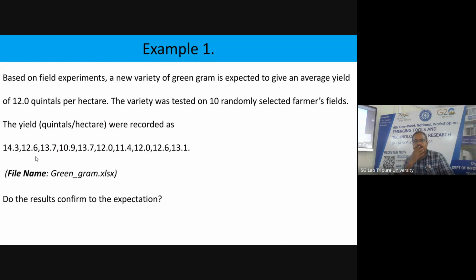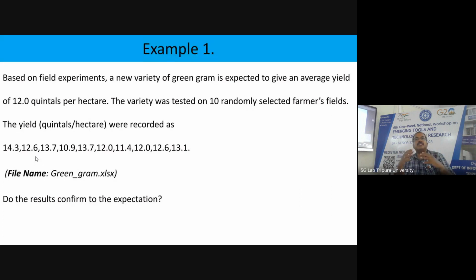There's an example. Let's say, based on field experiments, a new variety of green gram is expected to give an average yield of 12 quintals per hectare. So green gram has been cropped, and the expectation is that the average yield will be 12 quintals per hectare. A hectare is a large space. The variety was tested on 10 randomly selected farmers' fields.